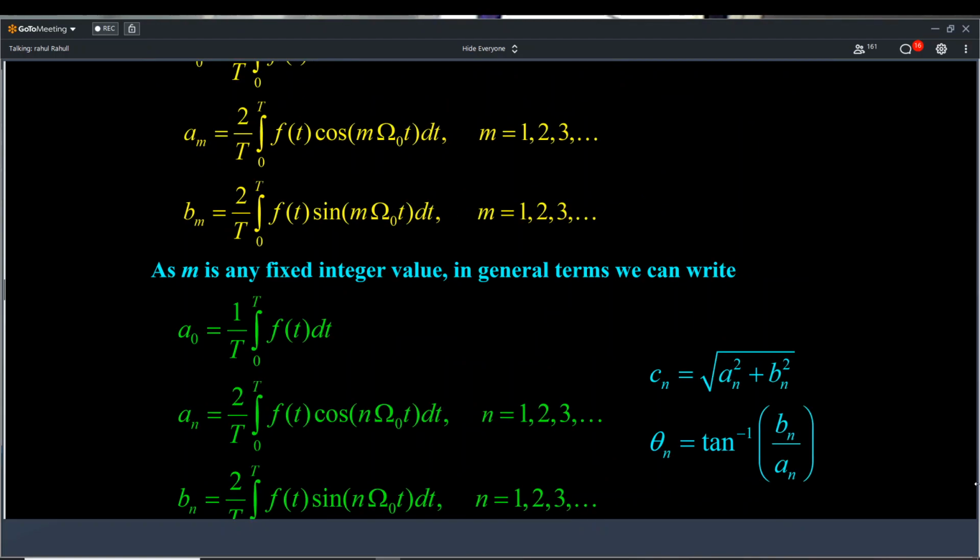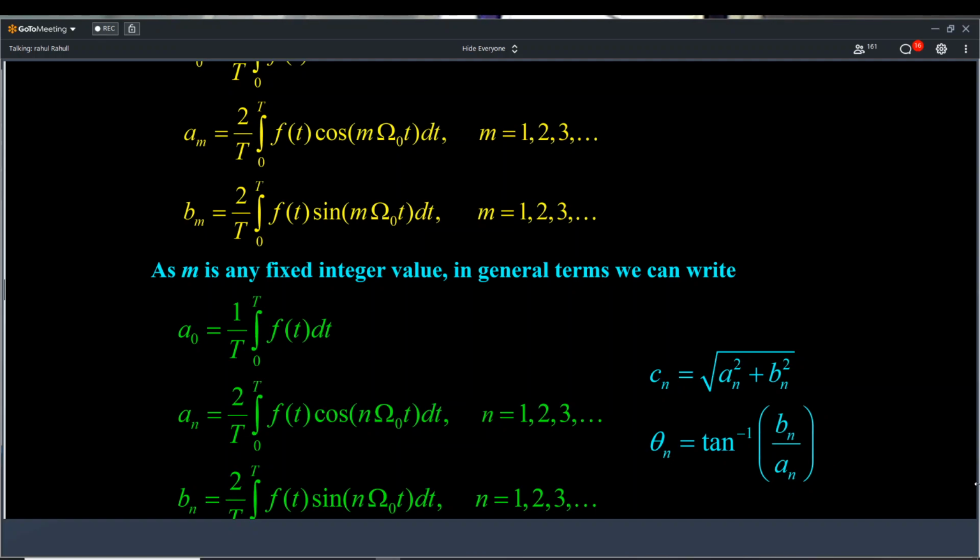Now I'll show you all three equations, that is A0, An and Bn. First, the top three equations in yellow, that is A0, Am and Bm, and the last three equations in green, that is A0, An and Bn. Simply m is replaced by n. Up to this point, every engineer or professional working in signal processing knows that A0 is given by this formula, An by this formula, and Bn by this one.